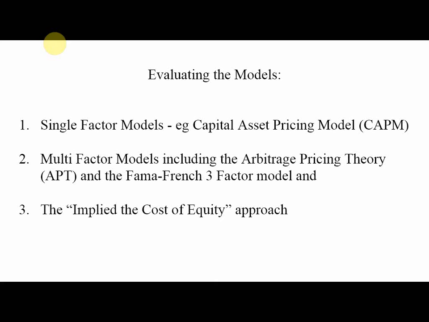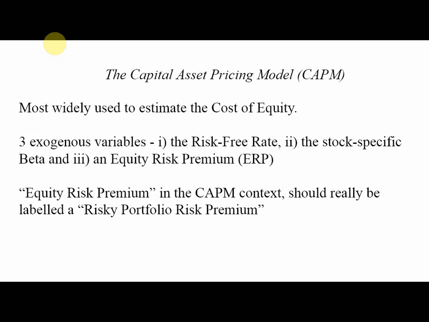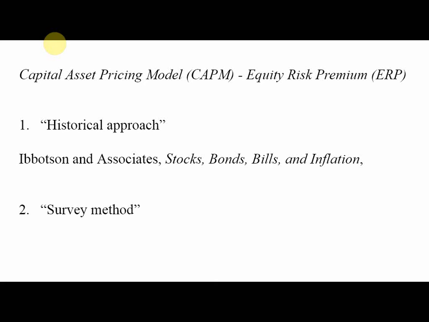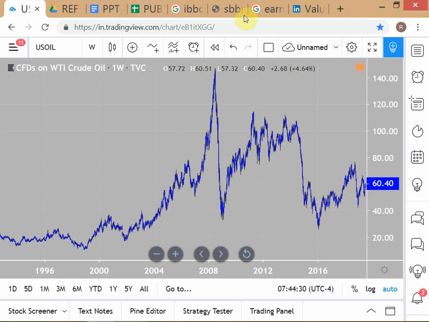Now quickly evaluating the models: single factor models, CAPM, and I'm going to go through these models one by one. So CAPM, obviously most widely used. Notice it has three exogenous variables. Now actually this is supposed to be called an equity risk premium, but if you look at the theory itself, this is meant to actually be the risk premium for the entire risky asset portfolio, including everything, including human capital, but in practice it has defaulted to the equity risk premium. These are the two approaches normally used to estimate it: the historical approach and the survey method. I'll just give you an idea of the historical approach.